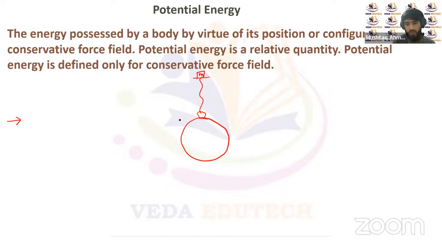Let's suppose we take this as the reference. We also discussed that potential energy is a relative quantity; it depends upon the reference. For this reference, we take the potential energy to be equal to zero. We can take the reference as the center of the earth as well, or the surface of the earth. So for height h from the surface of the earth, the potential energy stored in this body will be equal to mgh.